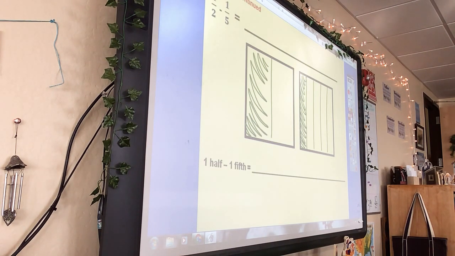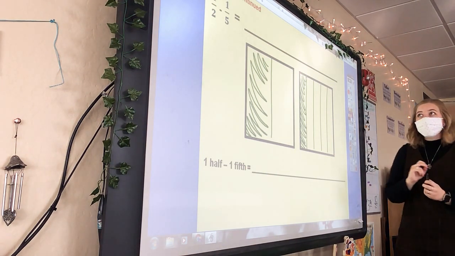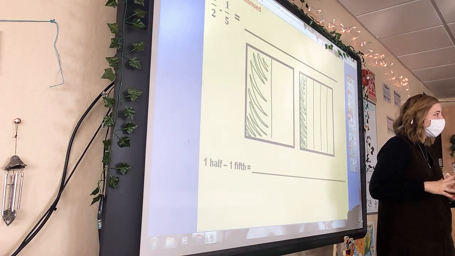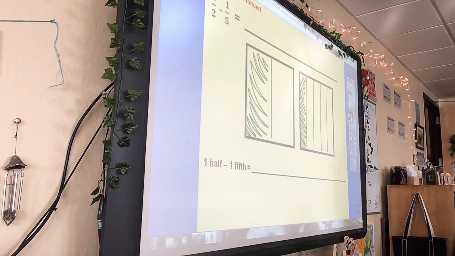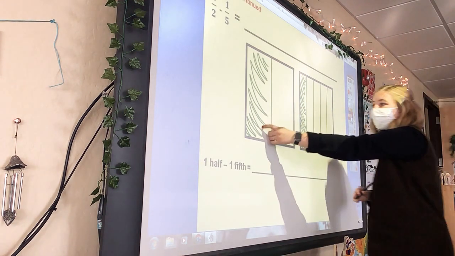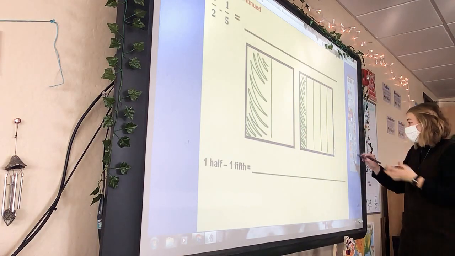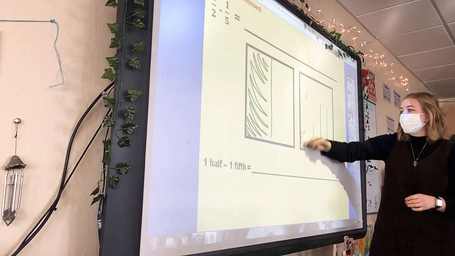Which one is bigger, 1/2 or 1/5? Don't say it. Which fraction is bigger, 1/2 or 1/5? Ready? Go. 1/2. Okay? 1/2. Don't let the 5 confuse you. Yes, the digit 5 is bigger than the digit 2, but in this case, 1/2 is bigger than 1/5. Okay?